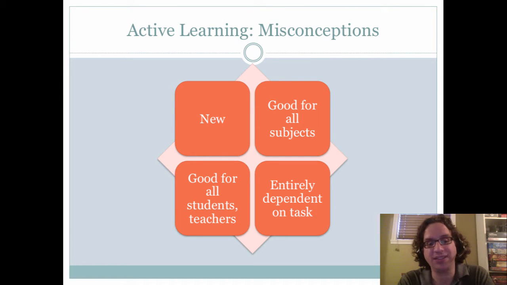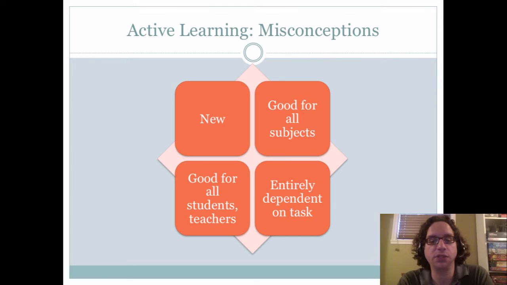Next misconception is that active learning is good for all students and for all teachers, like that all students should do active learning and all teachers should do active learning. I don't think it's true. I think if we think of my 101 level students and my civilization students, we're going to see differences in how active learning should be used. Also, there are differences based on the teachers.